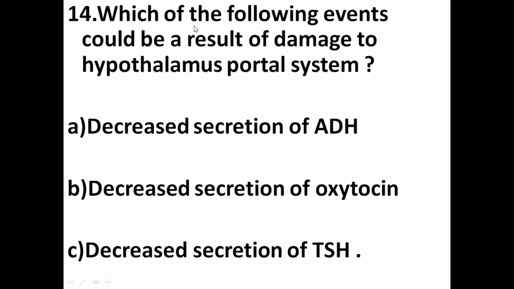14th one, which of the following events could be a result of damage to hypothalamus portal system? Option A, decreased secretion of ADH. Option B, decreased secretion of oxytocin. Option C, decreased secretion of TSH. Answer, option C, decreased secretion of TSH.